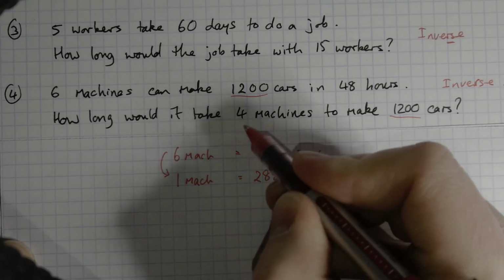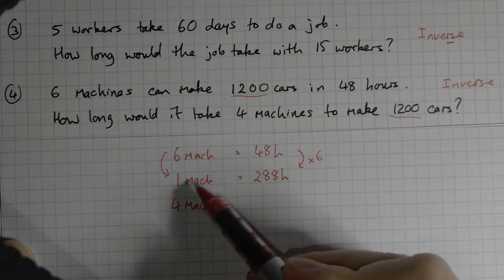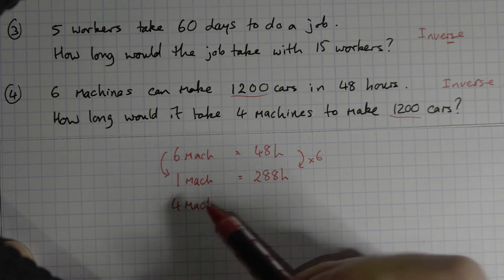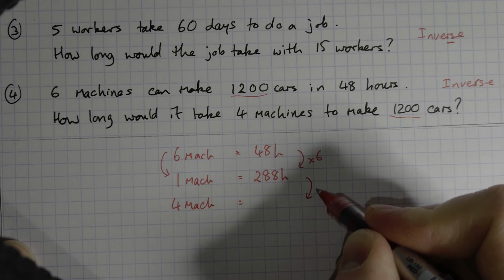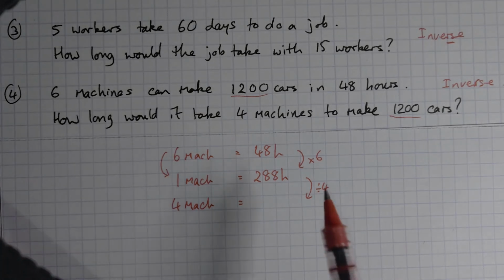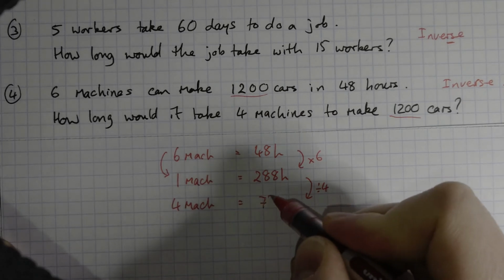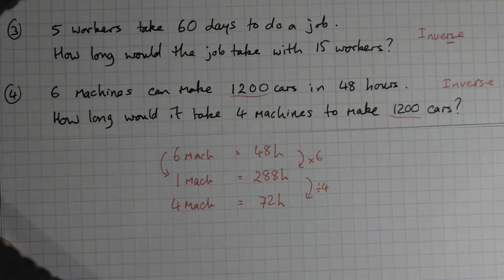But I don't have 1 machine. The question says, what if it's 4 machines? So 4 times as many machines now will be able to do it in 1/4 of the time. So more machines, less time. So divide that by 4. And I should be able to do this in my head. If you halve that and halve it again, that's 144, then 72. But again, feel free to use a calculator by all means.